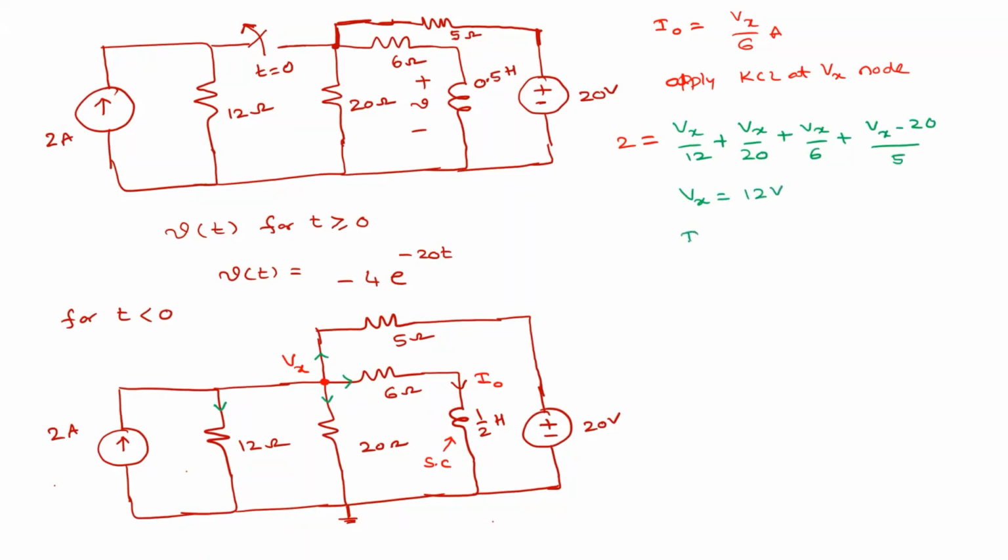So that means I naught equals 2 amperes. So the I naught value is 2 amperes, right? Agree? Understood? Right. So how exactly is this circuit modified for t greater than 0.